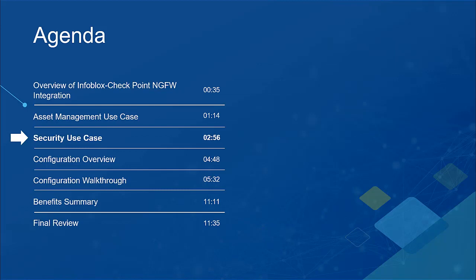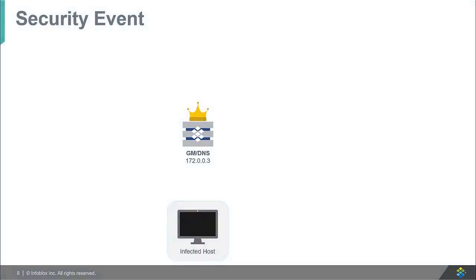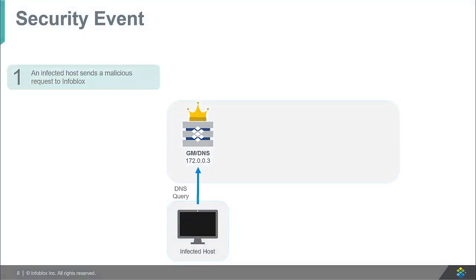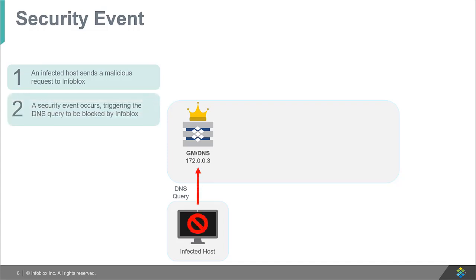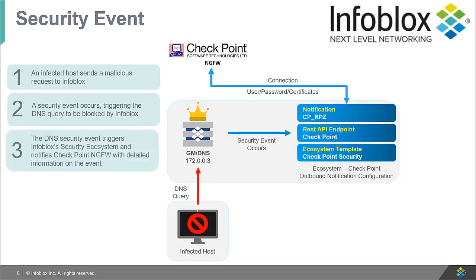Now let us look at the next use case that involves a DNS security event. This use case demonstrates how Infoblox adds an infected host to a security group within Checkpoint's next-generation firewall. First, an infected host sends a malicious request to the Infoblox grid. Then the malicious request triggers an RPZ rule within the Infoblox grid, effectively blocking the request. The security event also triggers a notification prompting the Infoblox grid to send information regarding the event to the Checkpoint next-generation firewall. The device is then placed in the Checkpoint security group where it can be quarantined with preventative policies that have been applied by administrators.